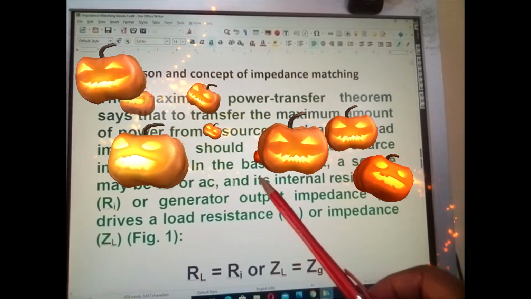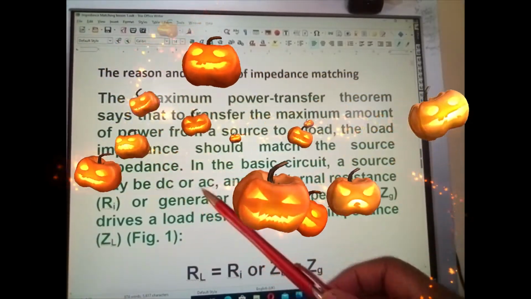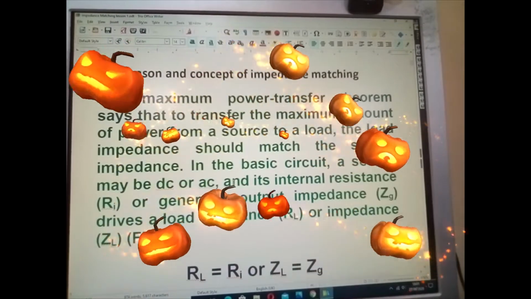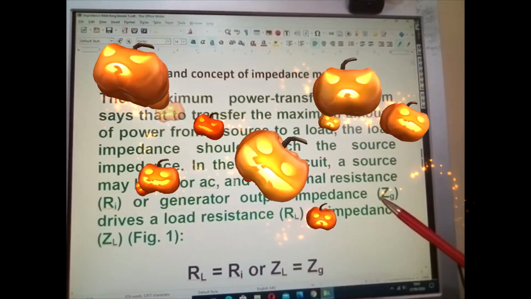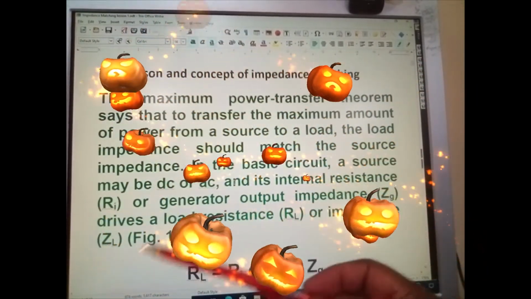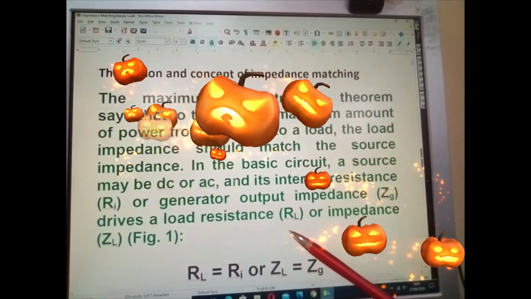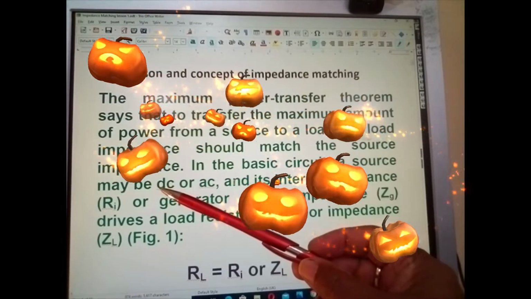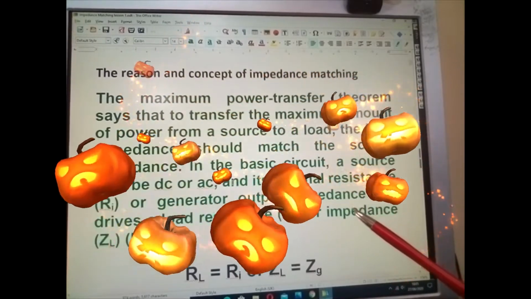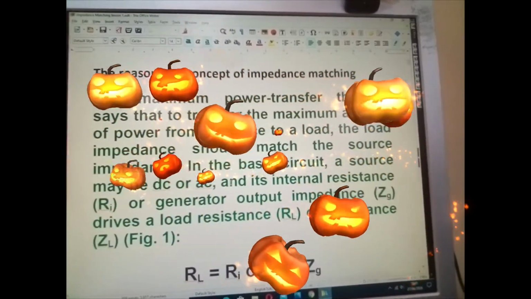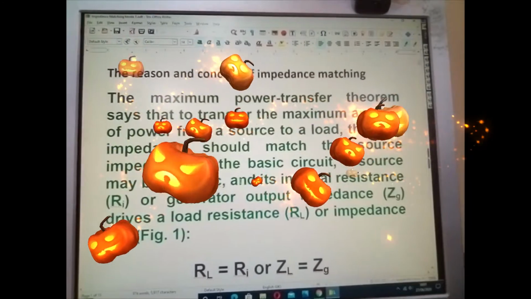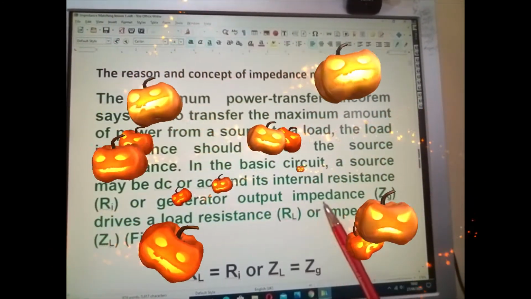In the basic circuit, the source may be DC or AC, and its internal resistance Ri, that's resistance internal, or generator output impedance Zg. Now please note Zg is the generator impedance, drive the load resistance RL. Now notice that in DC you will meet resistance, and in the generator you will meet impedance. That will be specific to DC, and because you're using a generator, the impedance will be AC.